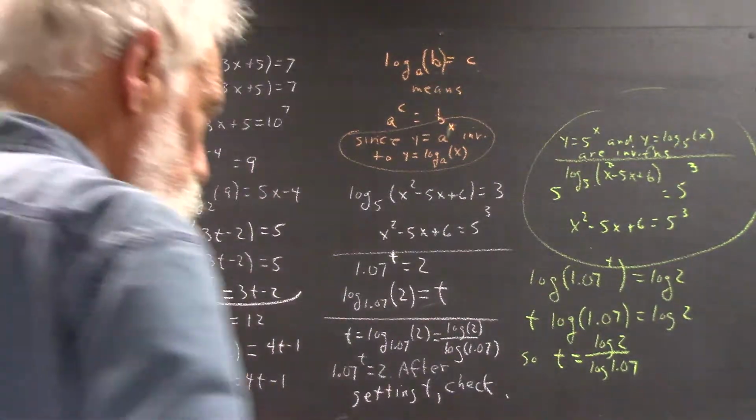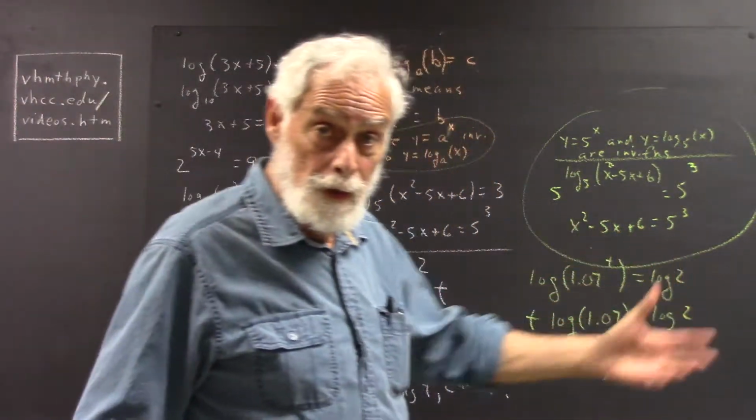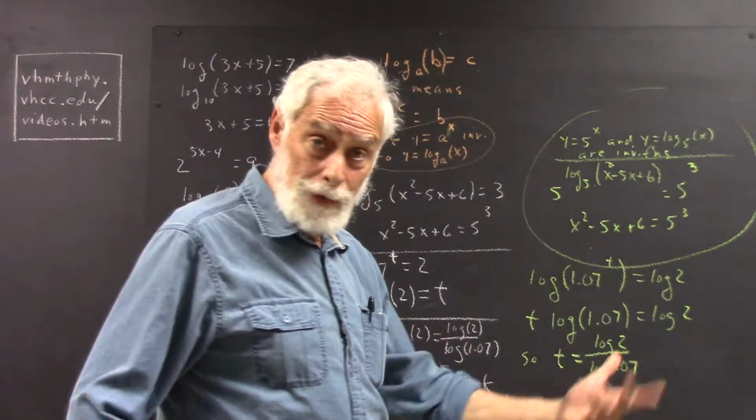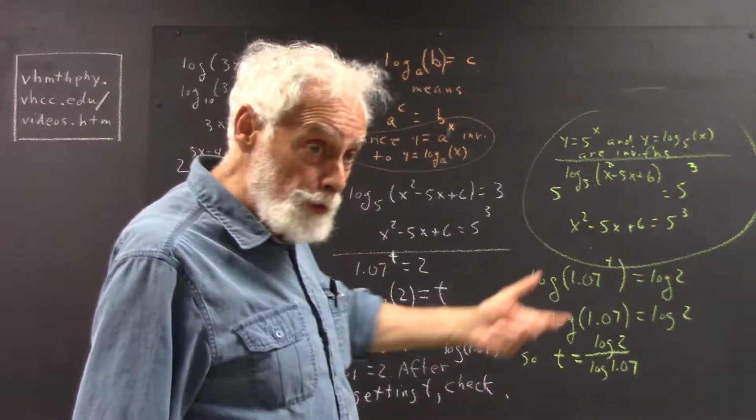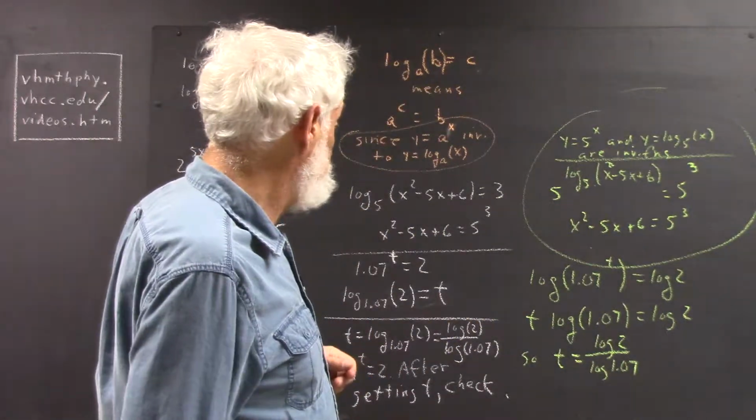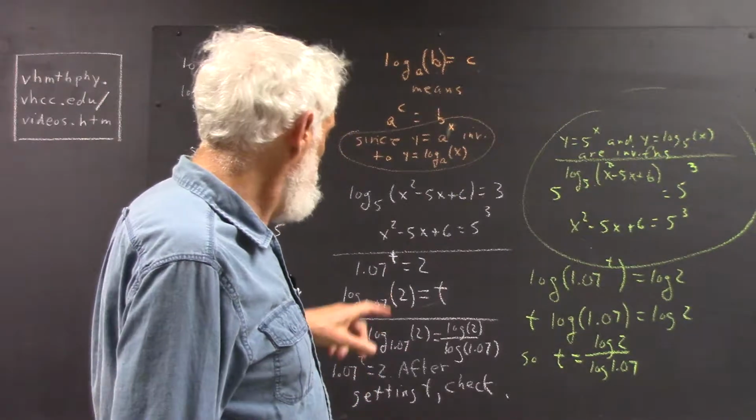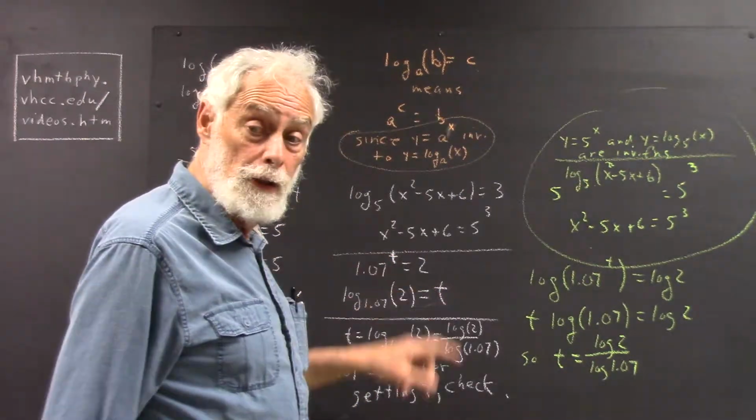Okay, I can't help myself. You can skip this if you like. But if you want to understand what this is, I've got it here. I think it's important to understand. We have the equation 1.07 to the t equals 2.